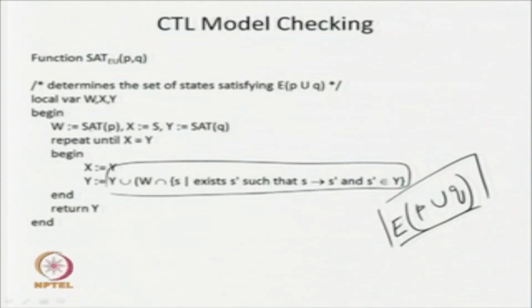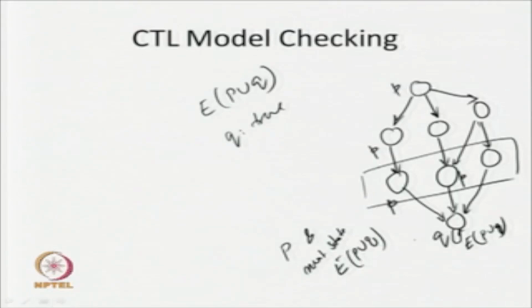W is the set of states where p is true, intersected with those states where in the next state E p until q is true. So, in this particular case, in this state, whatever we are getting over here, you will find that p is true and in the next state E p until q is true. So, you can say that E p until q is true. Here also you will get that E p until q is true, but in this particular state E p until q is not true because p is not true over here.